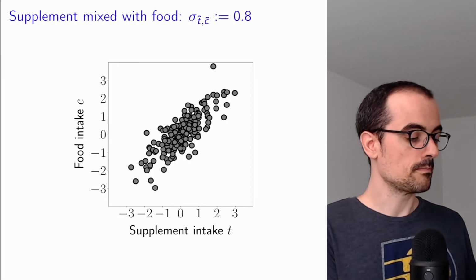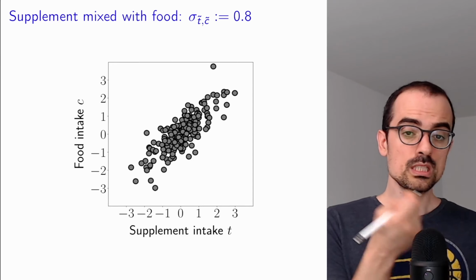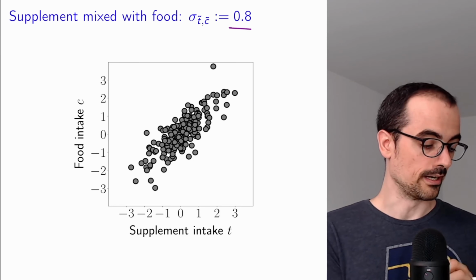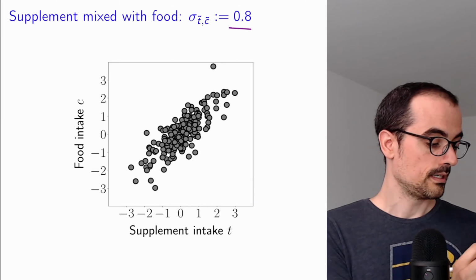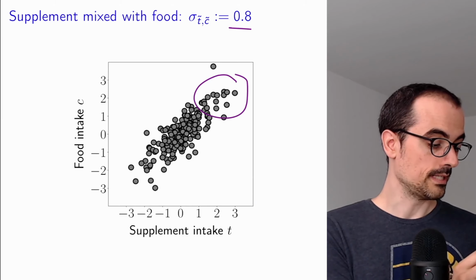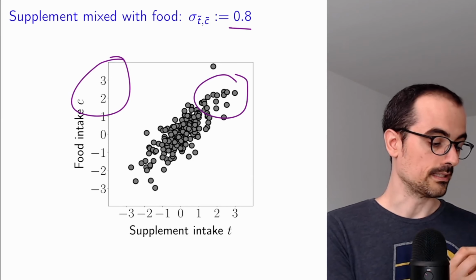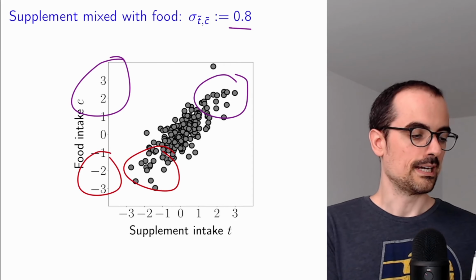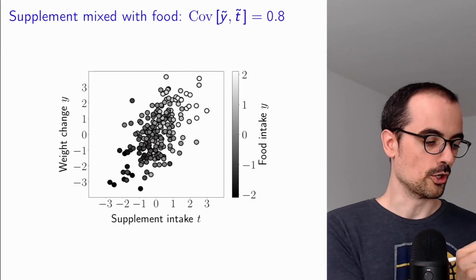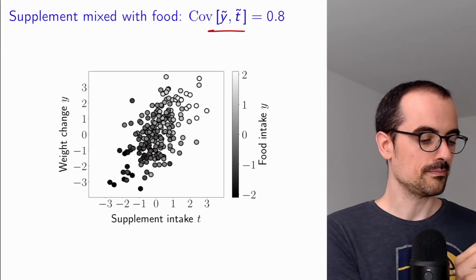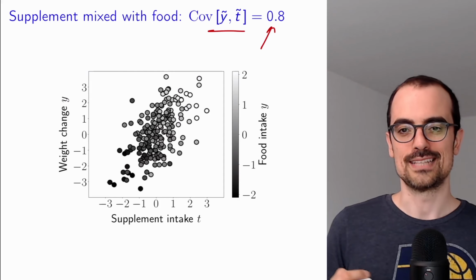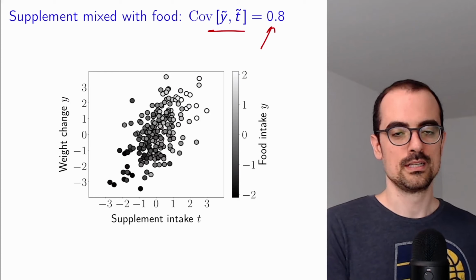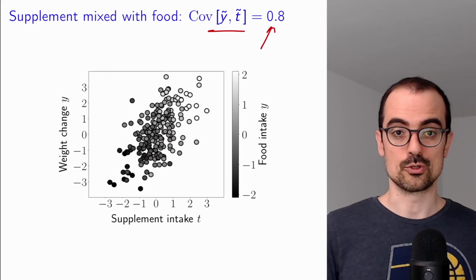The covariance between the food intake and the amount of supplement that they eat is 0.8, and you see it here. So the pigs that eat more supplement, they eat more food. And the pigs that eat less supplement, they eat less food. And because of that, the covariance between the observed outcome and the treatment is equal to that covariance between the confounder and the potential outcomes, as we proved in the previous slide.